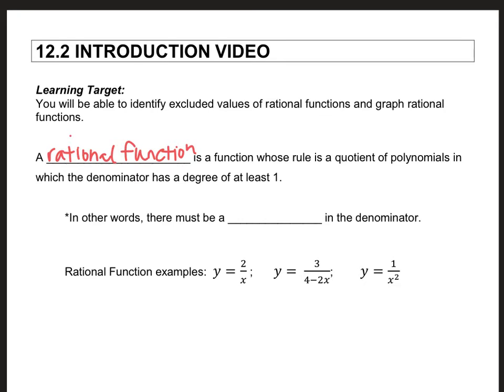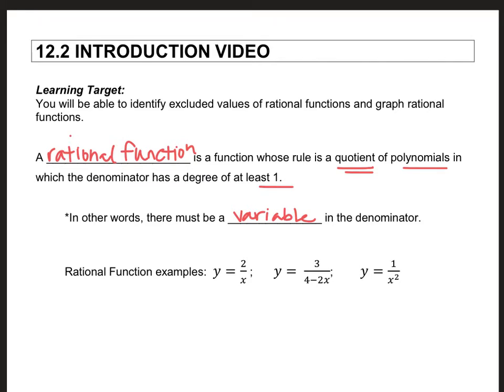So that just means the rule is a quotient, a fraction, a division of polynomials in which the denominator has a degree of at least 1. So in other words, you can think about it as there must be a variable in the denominator. We focused on inverse variations in 12.1. That is a type of rational function. So now we're expanding what we know, and we're going to learn about more rational functions in general, and we saw one specific type.